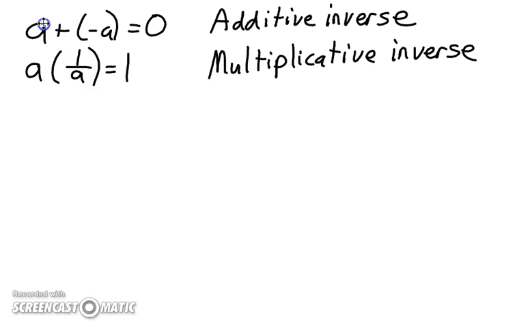So an example of the additive inverse would be something like 4 plus negative 4 equals 0. That would be the additive inverse. When you take a number, add its negative, its opposite to it, and get 0. The multiplicative inverse is when you take a number and multiply by its reciprocal. So in other words, if I do 4 times 1/4 equals 1, that is an example of the multiplicative inverse. The commutative property.